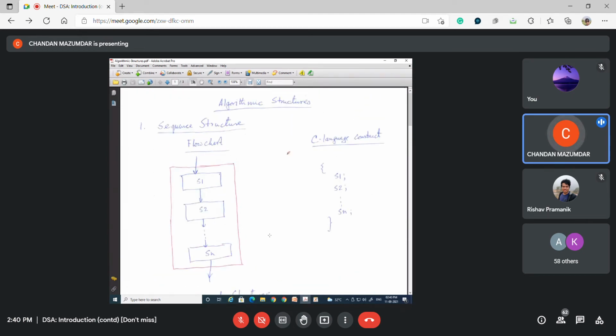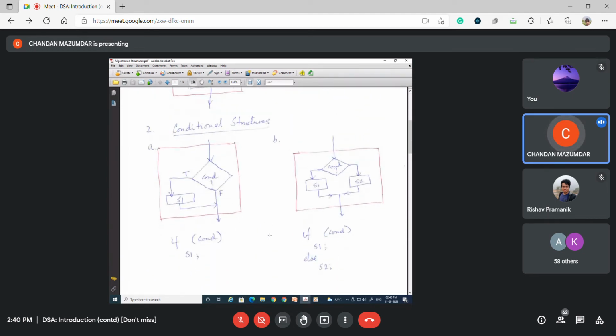So this is sequence, then we have the conditional structure. There are three conditional structures: one is the if structure, the other is the if-else structure, and the third one is the switch structure. If you look at the if structure, it is: if condition, then statement. The word then is not there, as then is not a keyword in C, but there are other languages where then is a valid keyword, or a reserved word.